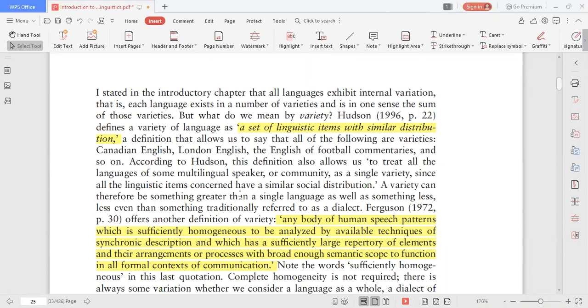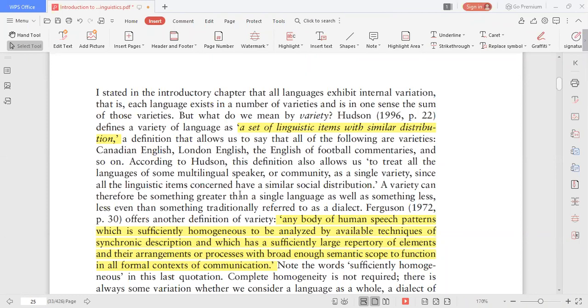Good, good. So you see, any body of human speech patterns which is sufficiently homogeneous to be analyzed by available techniques of synchronic description, and which has a sufficiently large repertoire of elements and their arrangements or processes with broad enough semantic scope of function in all formal contexts of communication. You see, his definition is very inclusive. It's just like an umbrella term, and at the same time it's very complicated and complex, right? So now we will take it bit by bit and analyze it so we can grab the main concepts out of it.